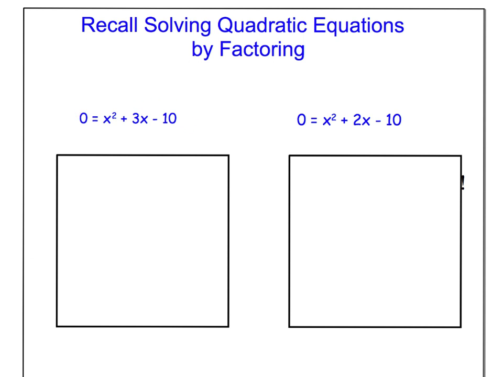But we ran into trouble with the second one. These are whole numbers, but it doesn't work. There are not two factors that when multiplied give me a negative 10, but when I add I get a 2. 5 times 2, well, that's a difference of 3. I can't make that work. And 10 and 1 would be 9 or 11, so I can't make that work.